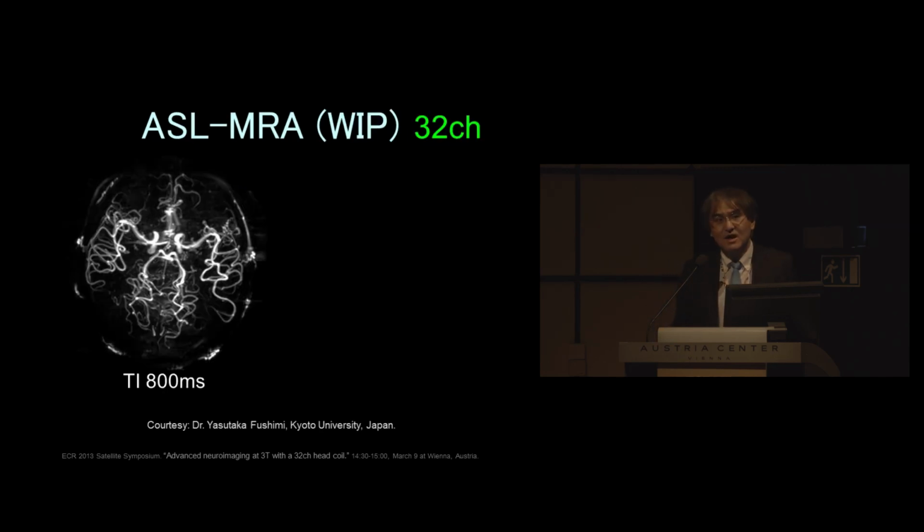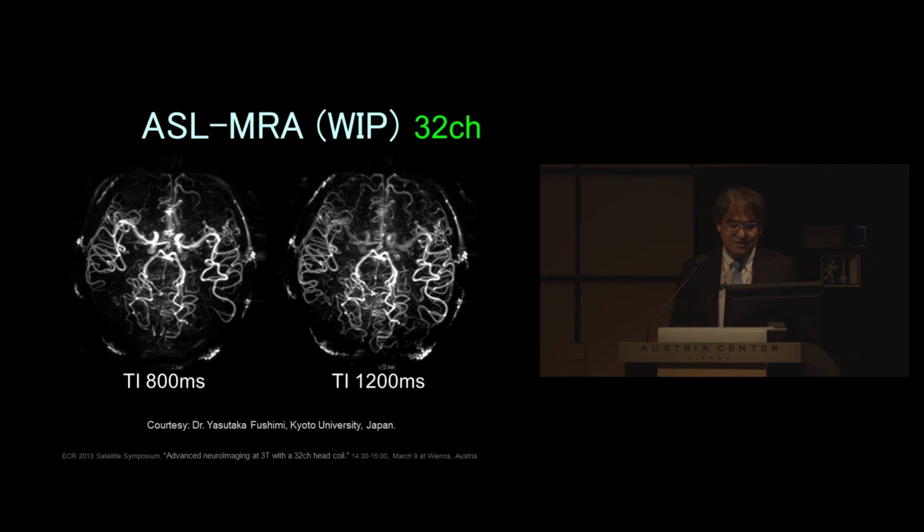Okay, ASL can also be used for other usage. That is ASL MRA. When you use shorter inversion time, in this case, 800 milliseconds, then you can visualize MR angiography quite well. But if you take a little bit longer inversion time by 0.4 seconds, then you can have detailed, minute information of the vasculature. It's quite impressive. And this kind of higher information with higher SNR can be obtained by using 32-channel head coil.